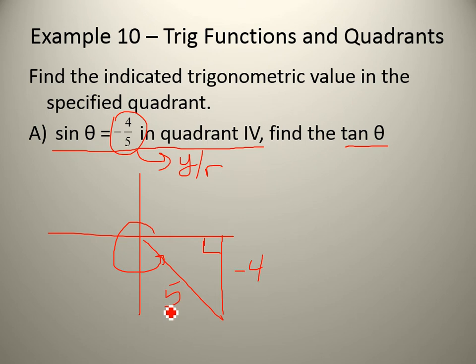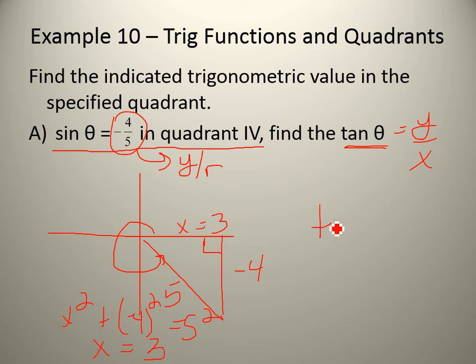So what I want to know here to find what the tangent is, remember tangent is y over x. So I've got to know what the x coordinate is here. If I did Pythagorean theorem here, let's say x squared plus -4 squared equals 5 squared, if I solve that for x, I get x equals 3. So that's going to be here. Then the tangent of theta for this is going to be the y coordinate divided by the x coordinate, which in this case would be -4/3. So that's the answer for part A.